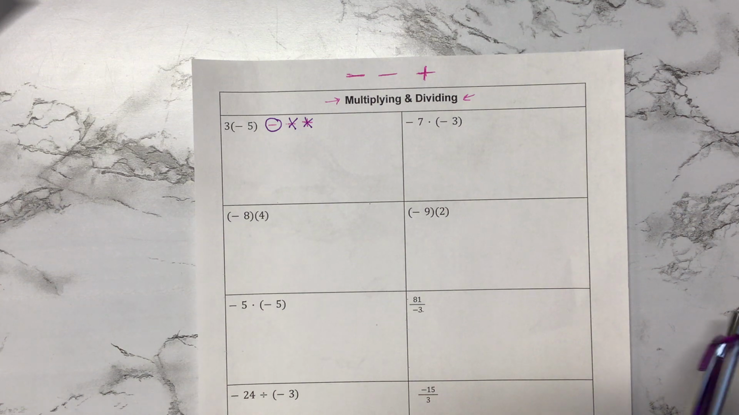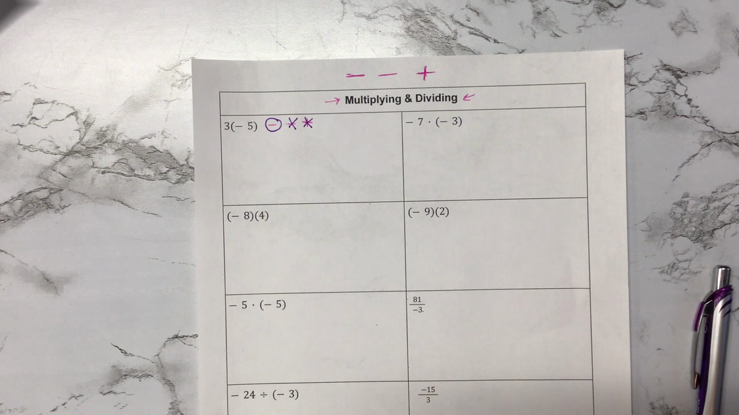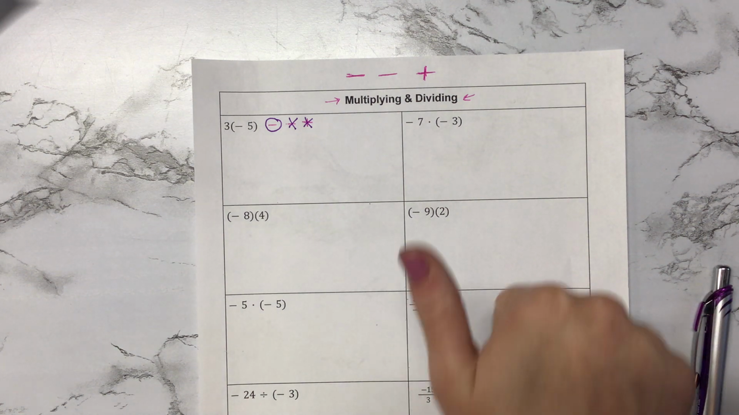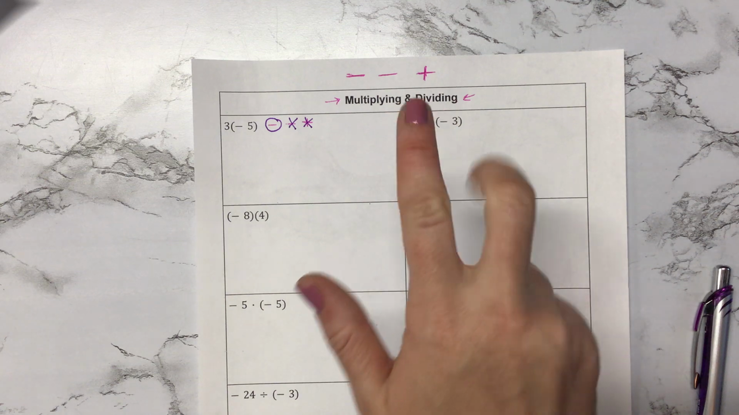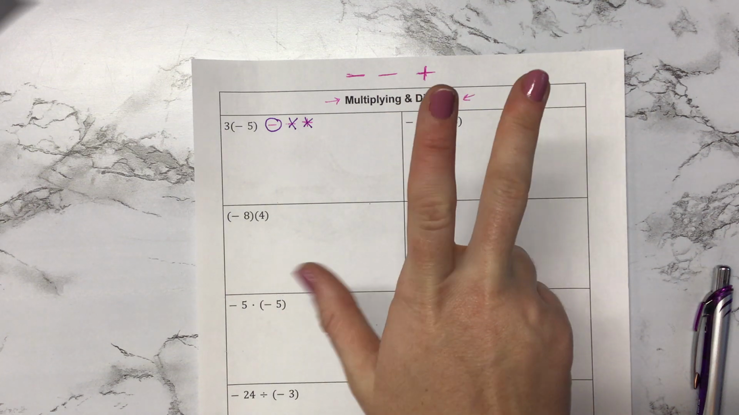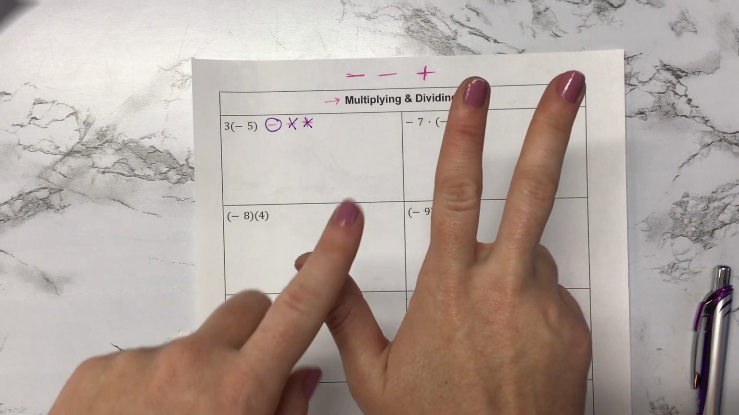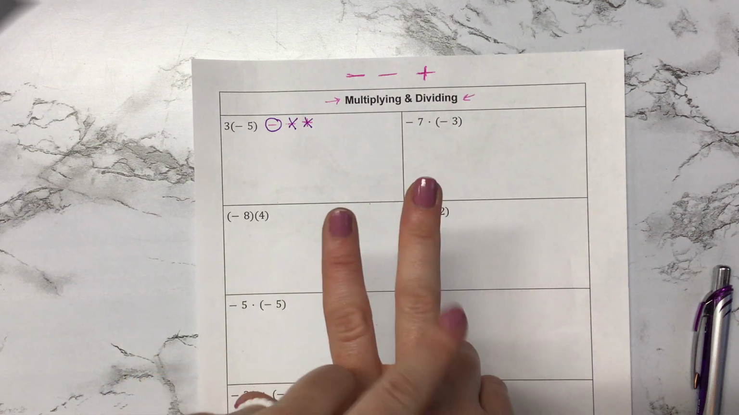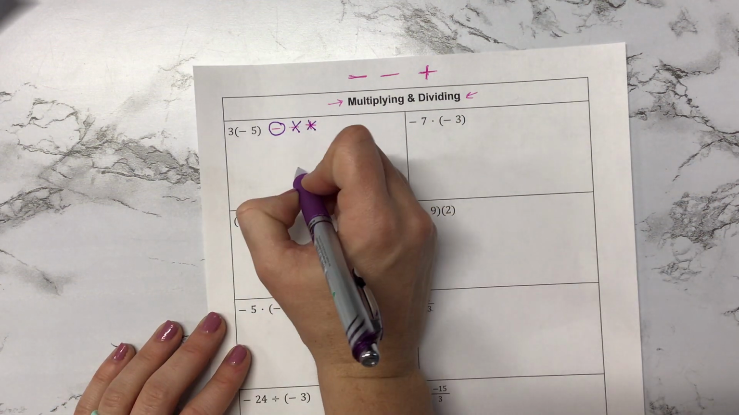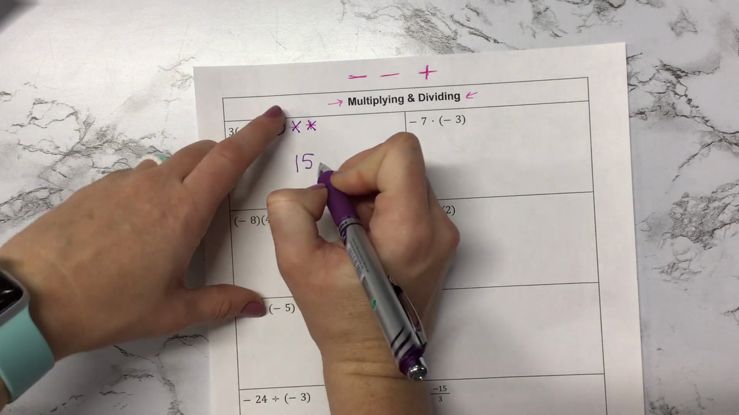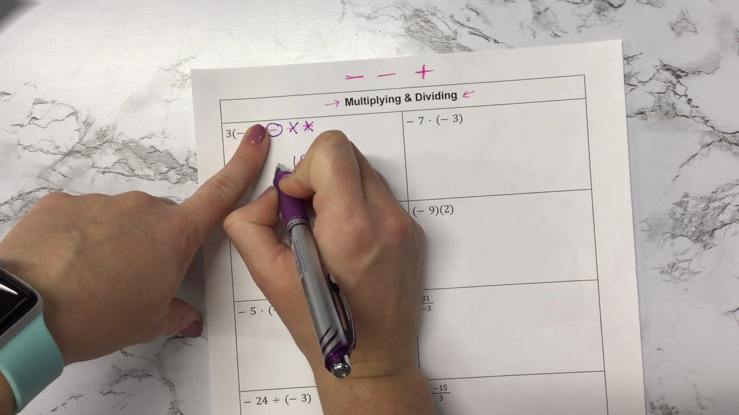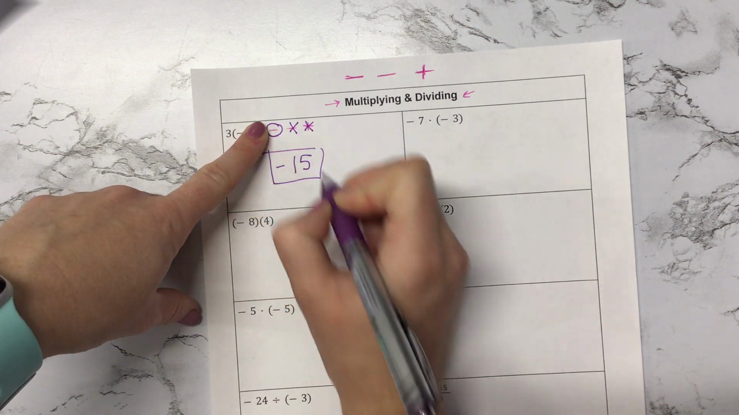One way to do 3 times 5 is to skip count by 5s 3 times. So 5, 10, 15. I counted by 5s 1, 2, 3 times, and I landed on 15. And we said our answer would be negative, so it's negative 15.